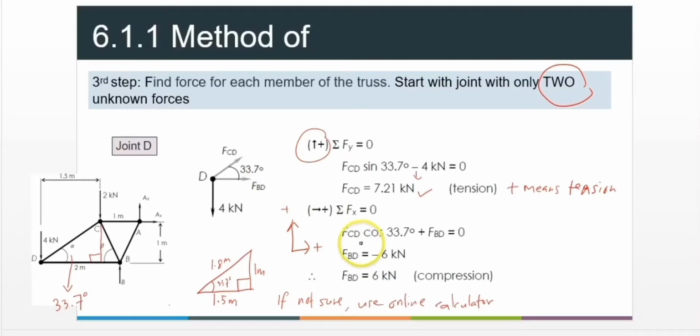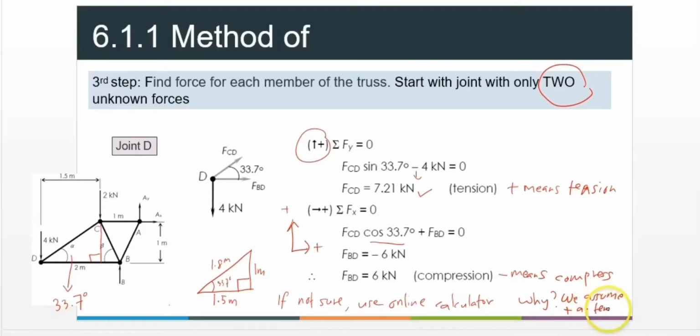Right, untuk in terms of Fx pula, FCD here cos 33.7. Yang ni you boleh resolve sendiri lah. XY sama ada sin ataupun cos. So bila kita calculate, kita akan dapat negative values of FBD. So negative, that's mean compression. So you boleh tulis negative 6 kN ataupun you tulis 6 kN dalam bracket compression.